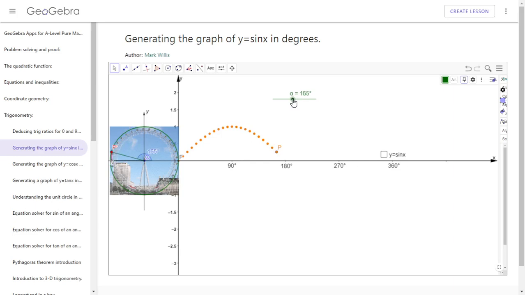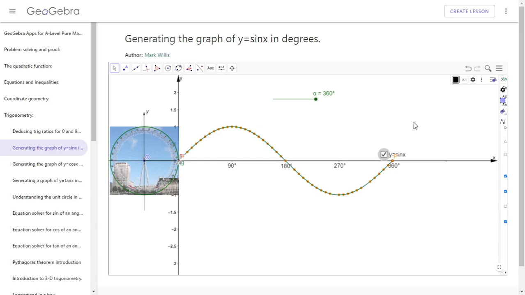Once we get to 180 degrees, it's now 0, because the vertical height of that triangle is 0. And if we keep going, then we're actually going to get a negative length because it's below the axis. And so that's what gives our graph this negative portion. Okay, then when we get back to 360, it's a length 0 again. And that's the graph of y equals sine x.